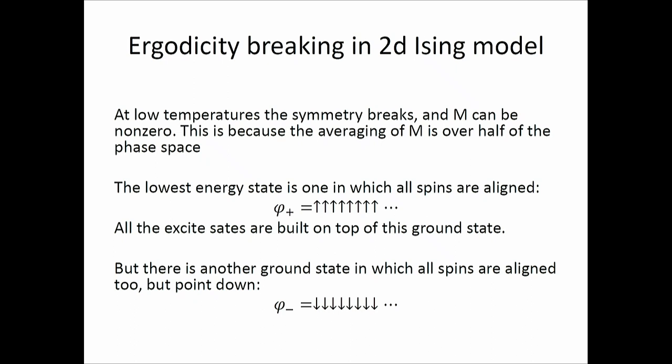Okay, here is an example of ergodicity breaking. Below Tc, the entire phase space is not available to your calculations, and you have to take a mean over only half of the phase space. So if you are, for instance, in the domain where spins are directed up, you just use the states which can be obtained from this state by a finite number of flips.